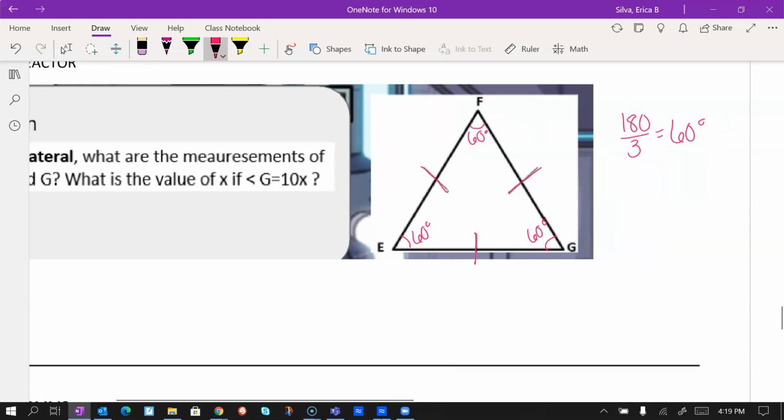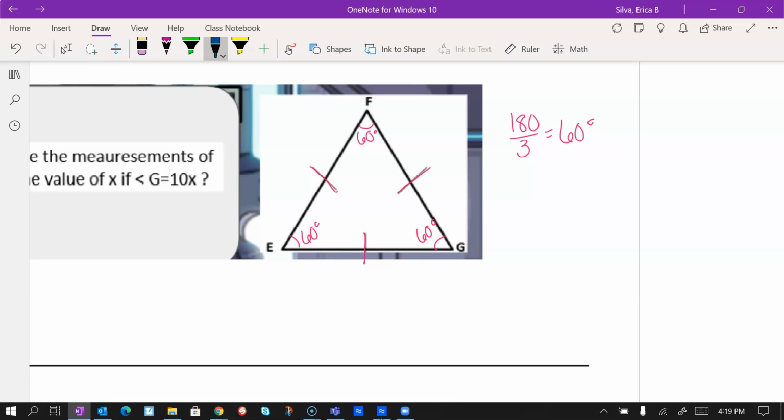What is the value of x if the angle of G is 10x? Angle G is also going to be equal to 10x. So that's our equation there. 10x is equal to 60, divided by 10. x is equal to 6.